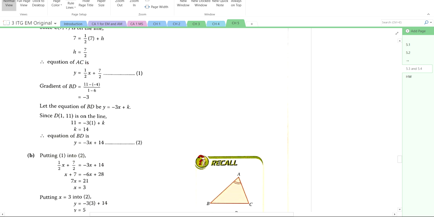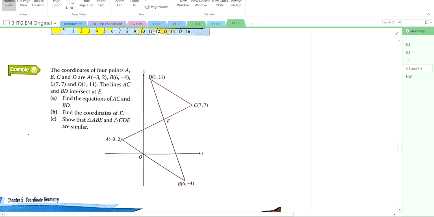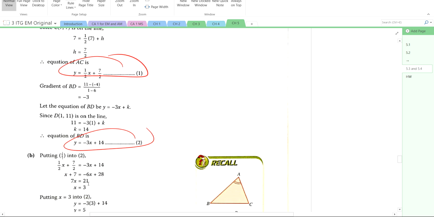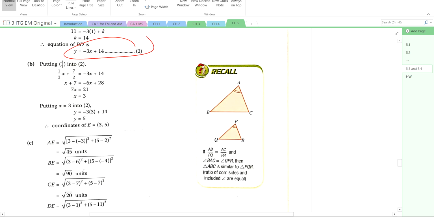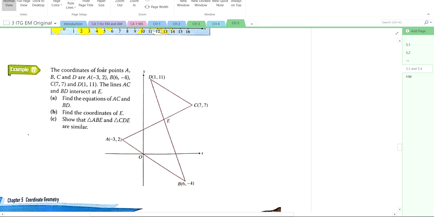So now we have these equations. Two equations done already. Find the coordinates of E. Exactly what I said. Find the coordinates of E. How? Simultaneous equation. So equation 1, equation 2, substitution, you get point E, (3, 5). Let's go back to the question. Show that triangles ABE and CDE are similar.